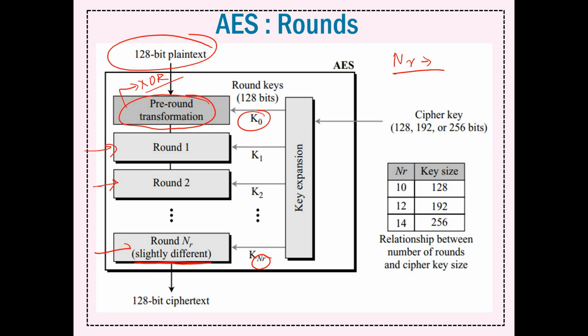Now, if you closely observe, how many round keys will we require? K1 to KNR are the generic keys. Along with that, we will need a K0 over here. So usually the formula is, please make a note, the number of round keys is the total number of rounds plus one.